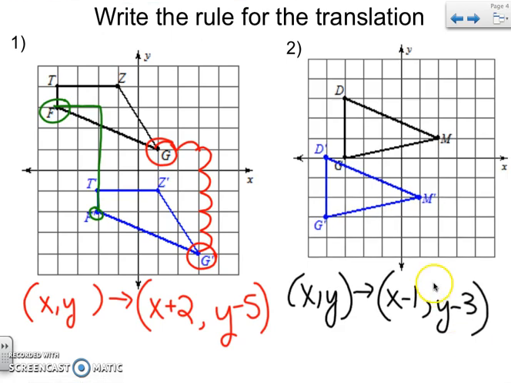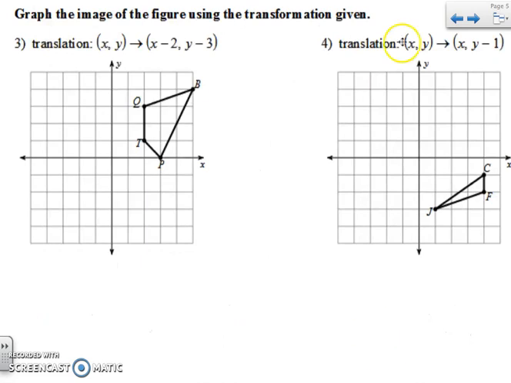This rule, I saw that D, for example, went left 1, so I wrote x minus 1. And then it went down 3, 1, 2, 3, so y minus 3. Okay? So if you have any questions on that, let me know. But that's how you write a rule for a translation. All right, so now let's look at, can we graph an image if they give us the rule?